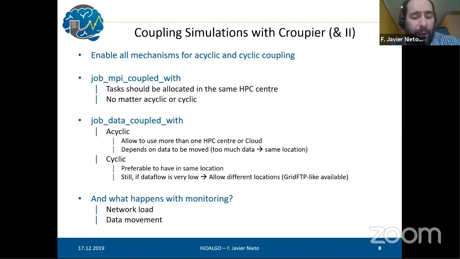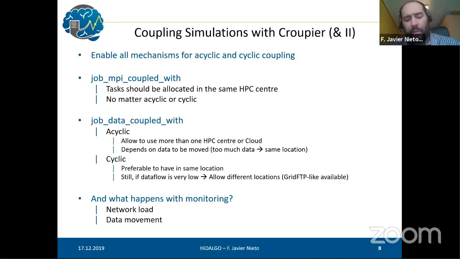And for the acyclic case, it could be possible to enable allocating one in HPC, another one in cloud, or even if we see that the data to move is too much, then we can force to have them in the same location. Because in the end, this combination of HPC and cloud, or HPC plus another HPC center, is only valid if the amount of data that you need to manage is not too high. You need to see that there is a trade-off, because the time you lose moving the data will eat this time that you gain when you are running in parallel.